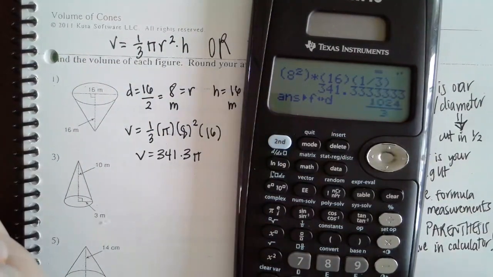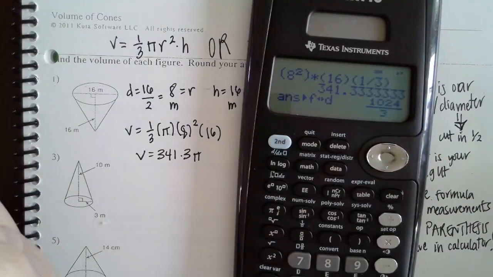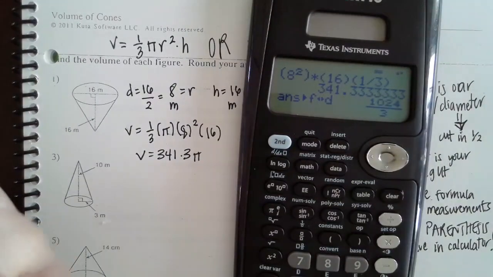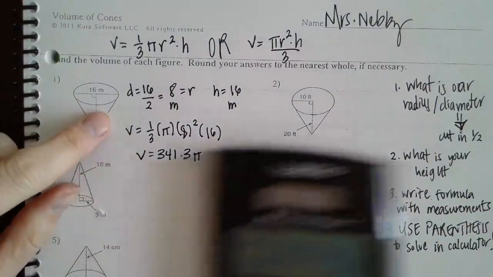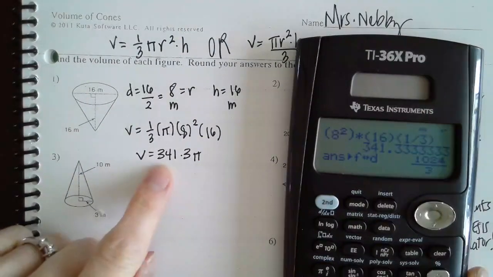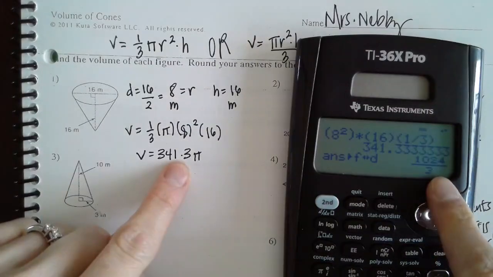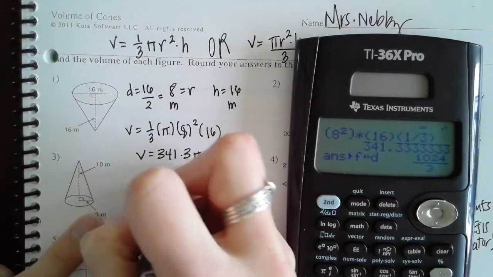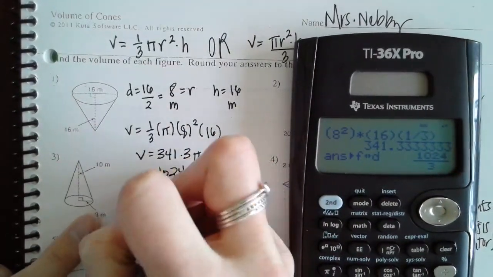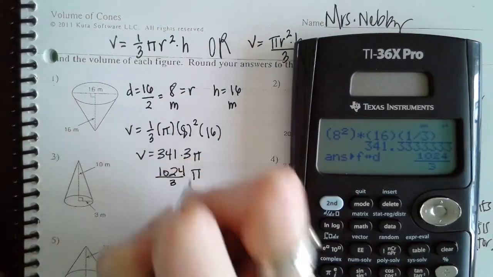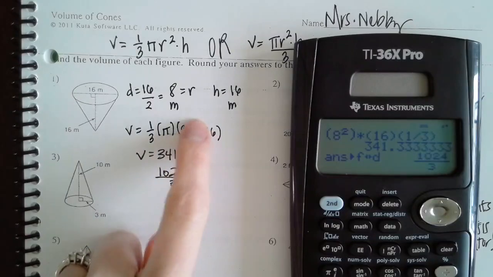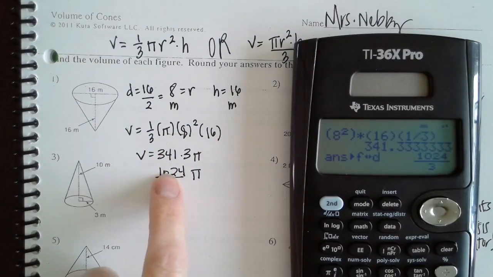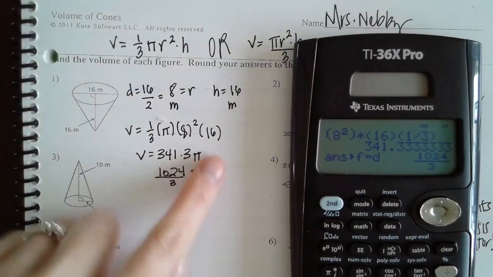And then I got 1024 divided by 3. So 1024 divided by 3 is your answer written as a fraction, which is still the number that would go here. So 341.3 and 1024 divided by 3 are the same thing. So 1024 over 3 pi. So basically it just moved this 3. It did 8 squared times 16 and got 1024 and then divided by 3, because it doesn't fully divide by 3. That's why we have a decimal here.